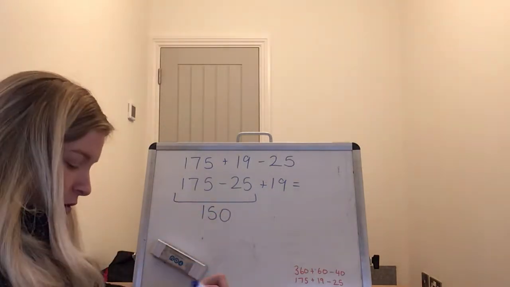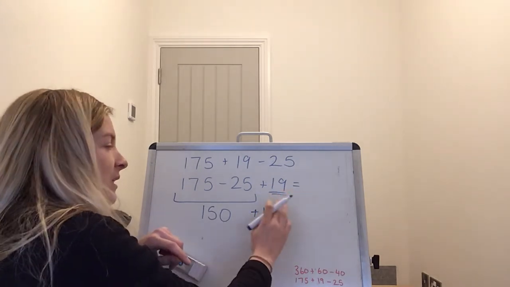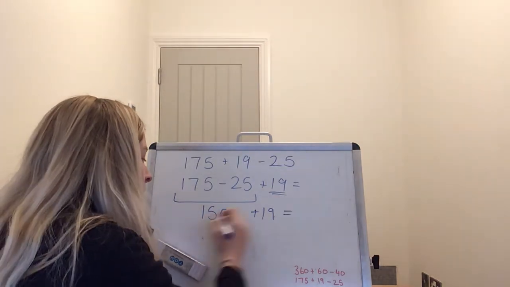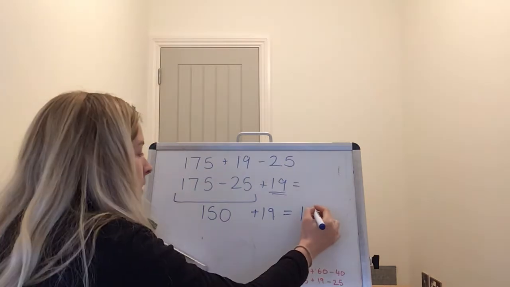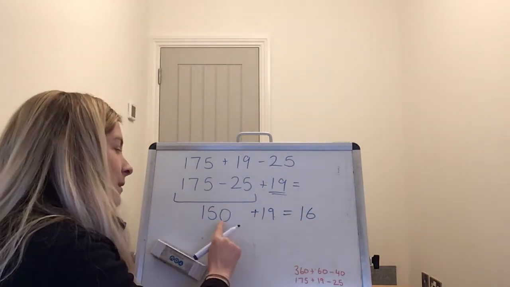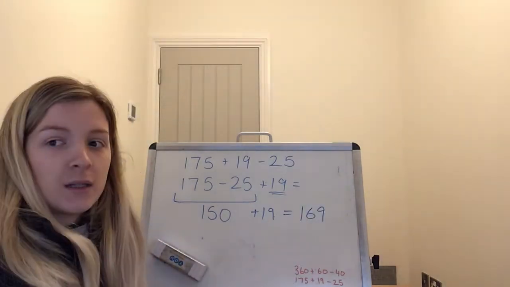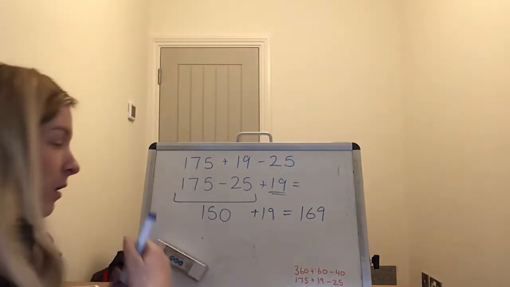Then you can add on your 19, not forgetting to add this guy on. 150, so we still have 100. 5 tens add 1 ten is 6 tens, and then 0 ones add 9 ones, leaves us with 169. Okay, right, your turn.